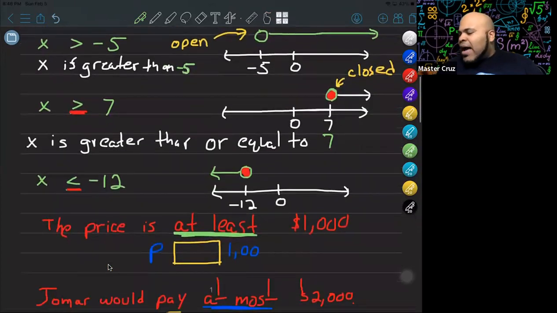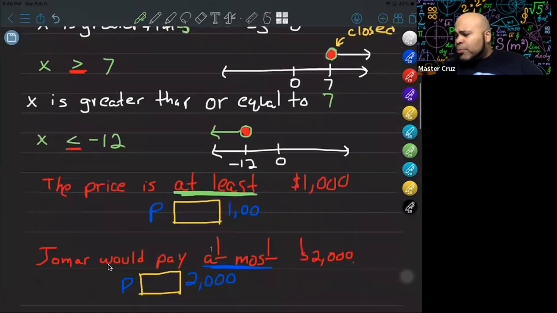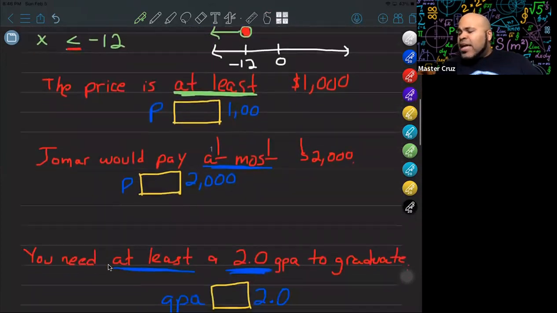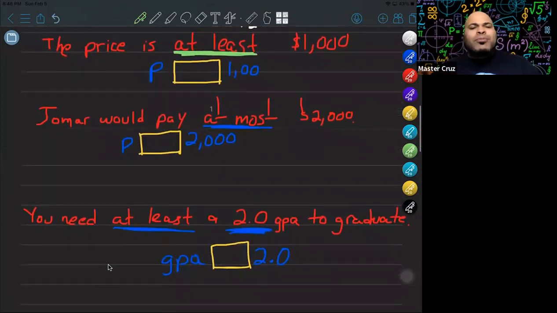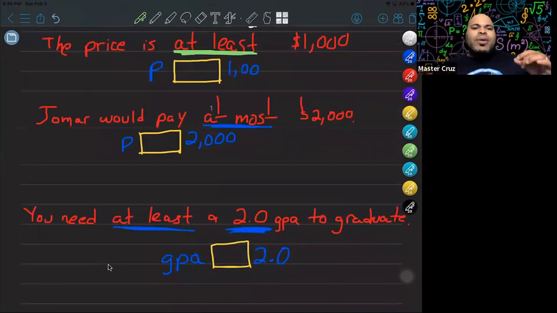Now let's talk about how would you apply this to word problems, because sometimes you will have some word problems that you will have to translate into math. Now, these are very basic word problems, but I want you to think about it real quick. Okay, the price is at least $1,000. Let's say that you want to get the newest iPhone, and the newest iPhone price that you want to get is $1,000. Do you need more than $1,000, or do you need less than $1,000? Which one will make sense if I say that the price is at least $1,000?